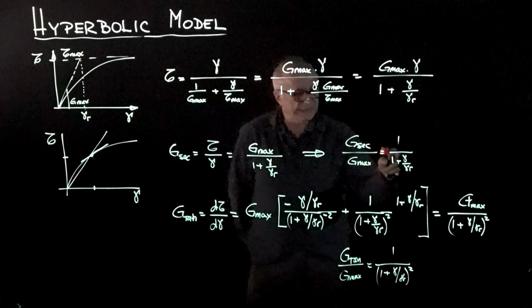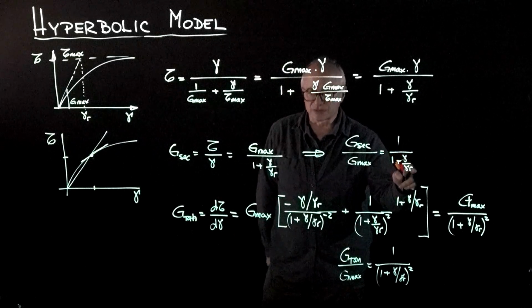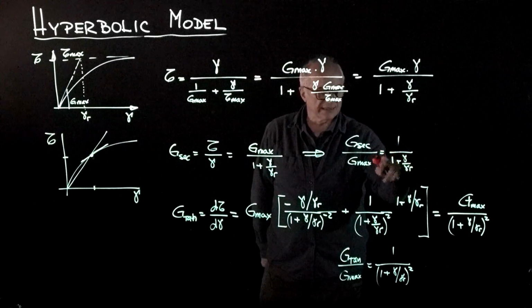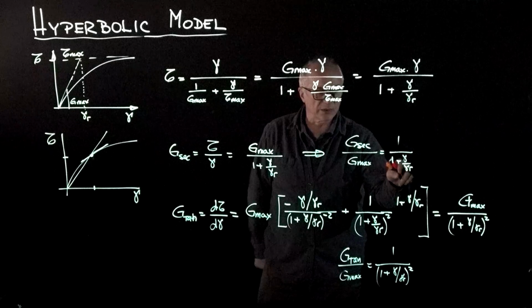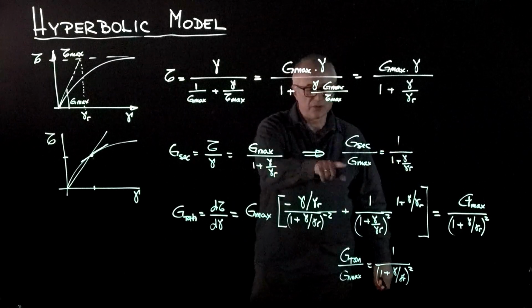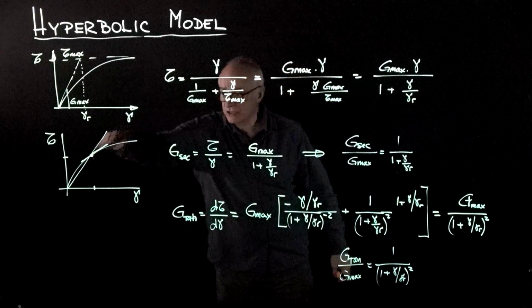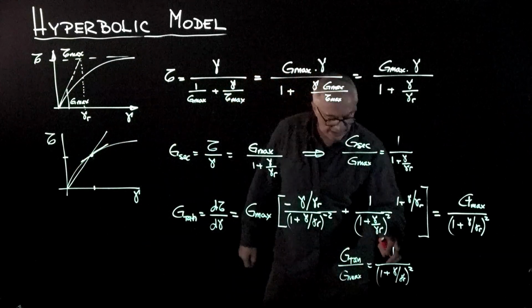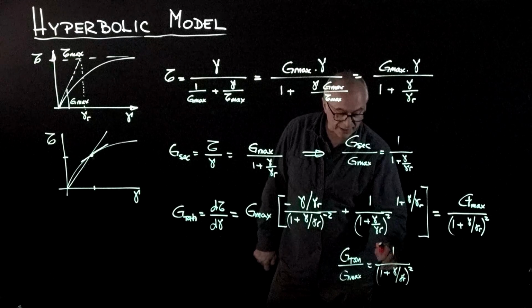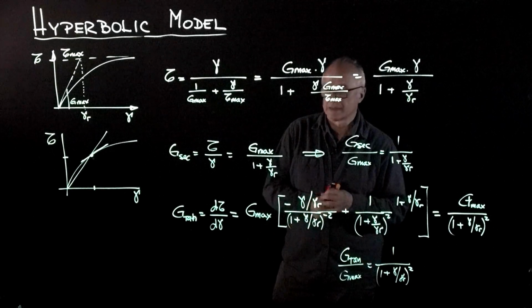For example, when the strain level is equal to the reference strain, the secant modulus is 1 over (1 plus 1), equal to 2, so it's 1/2 of Gmax. That is the secant modulus. However, the tangent modulus is 1 divided by 2 squared, so it's 1/4.